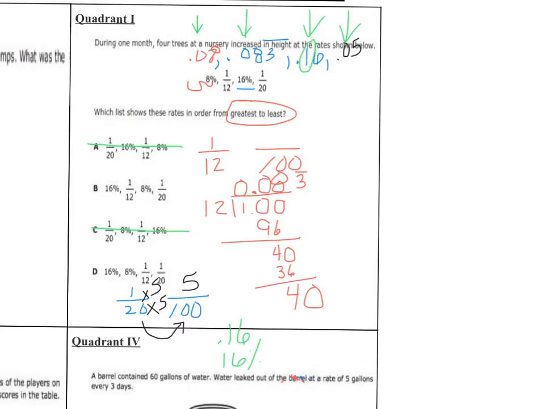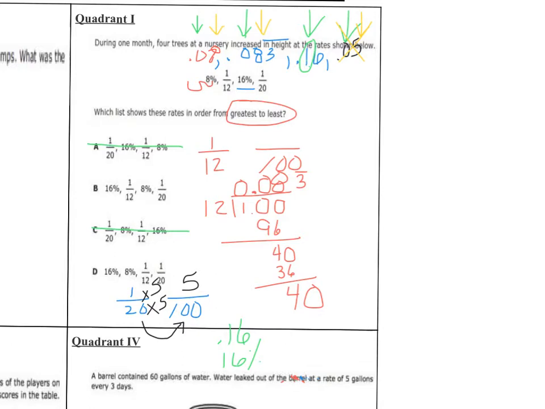Now all I have to do is figure out what my next value is. So I'm going to look at my hundredths place. So I have 8. Here I have 8 again. Here I have 5. 5 is less than 8, so I know it's not going to be 0.05 or 1/20. It's going to be between 0.08 and 0.083.